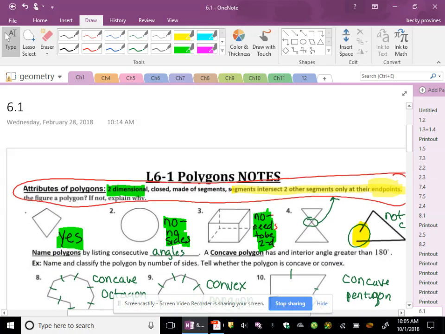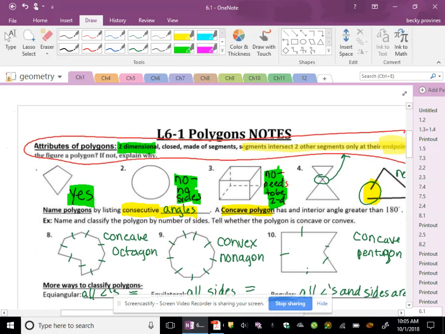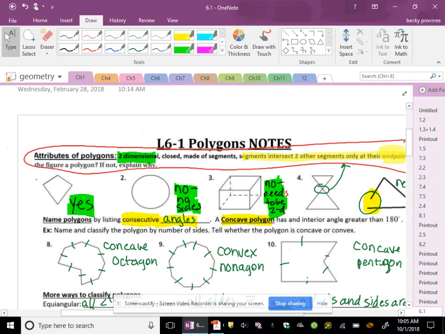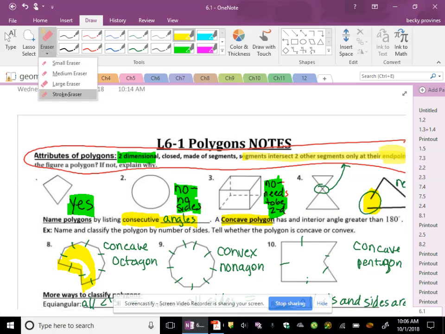So to name a polygon, you list the consecutive, that means one right after another. You don't jump around the consecutive angles. So concave polygons, what it says here, it says it has an interior angle greater than 180. Now, guys, you've done this before. Concave is where it caves in. And what it's saying about greater than 180, like this angle, if you look at it from this viewpoint, that angle is greater than 180.